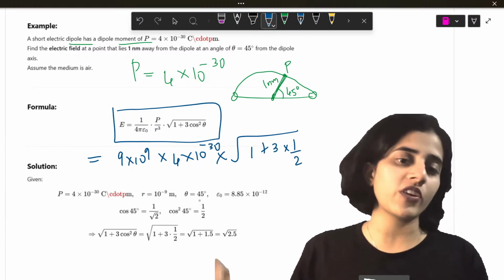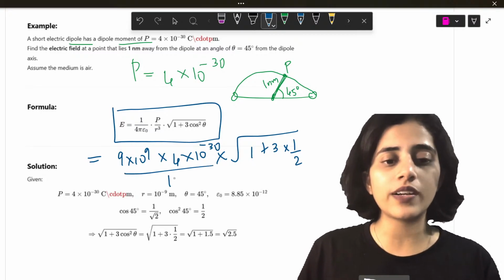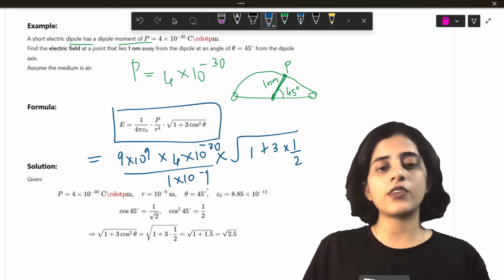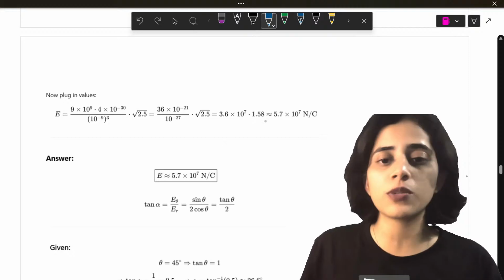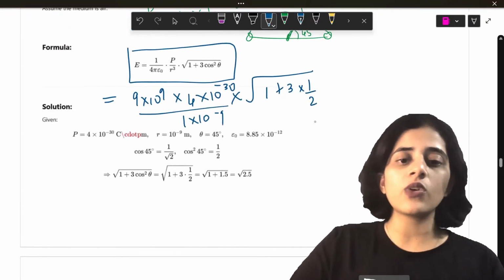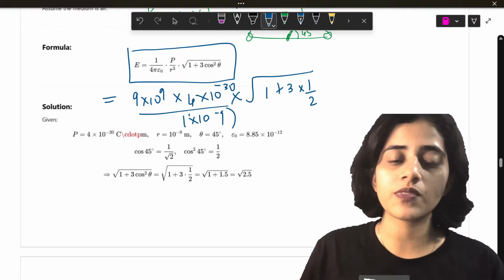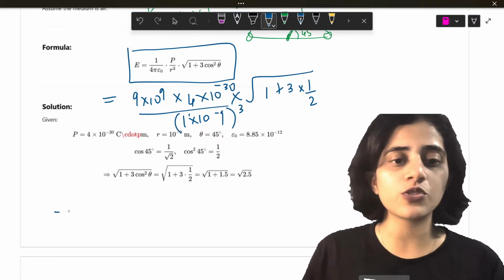So square root of 2.5 into 4 into 9, the whole divided by 1 nanometer, which will be 1 into 10 raised to minus 9. So if you do the math, you will get 5.7 into 10 raised to 7. Now here, there is a cube. There is a cube as well. Alright, so want me to do it?